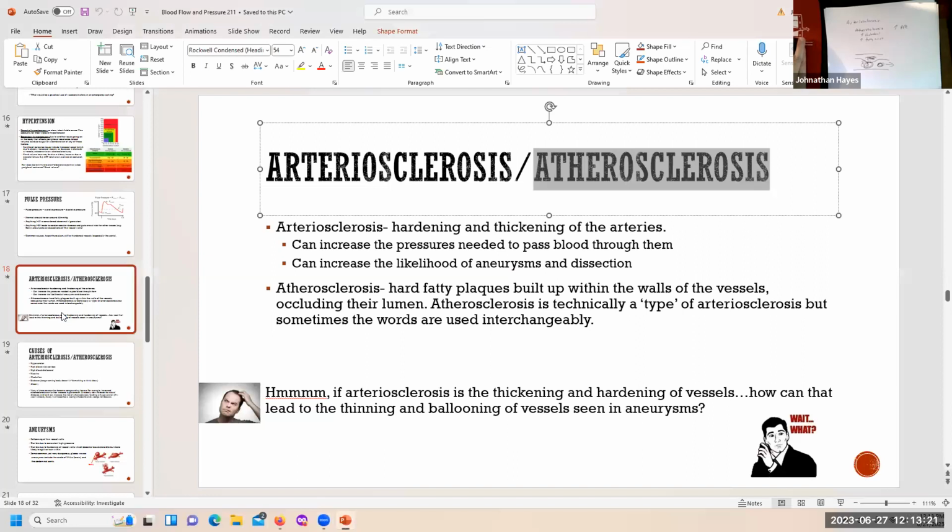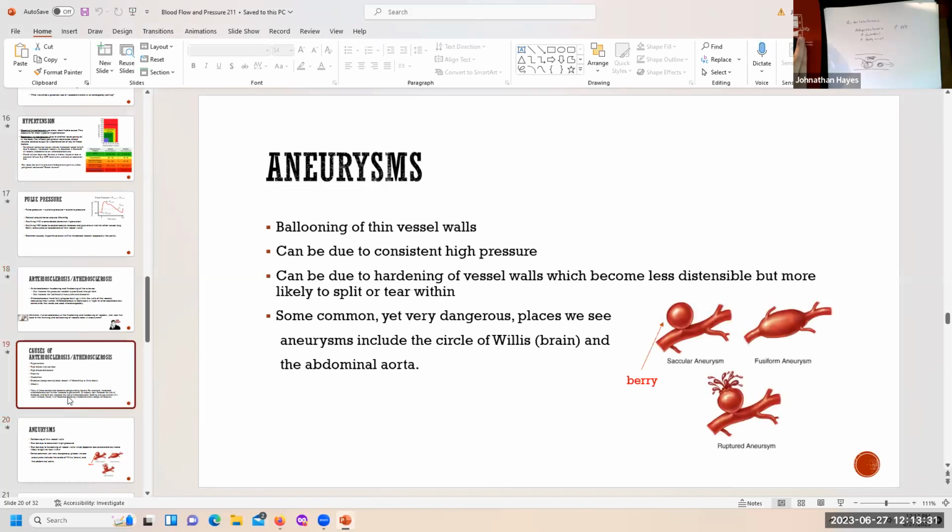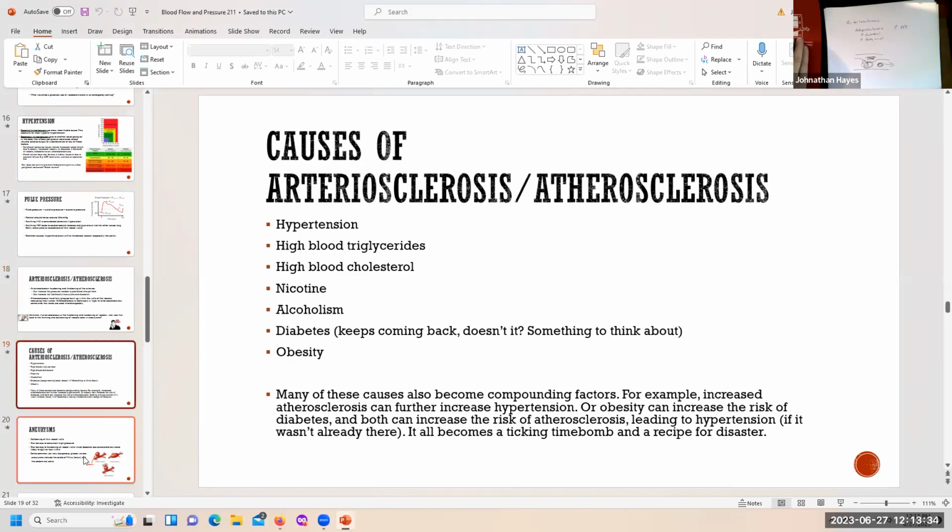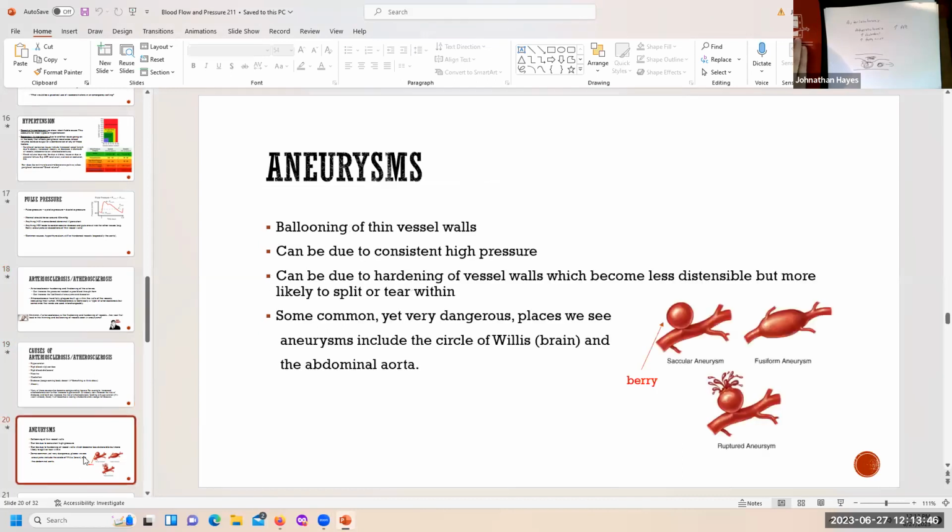So that was arteriosclerosis. Down here it says, if arteriosclerosis is the thickening and hardening of vessels, how can that lead to thinning and ballooning of vessels that we see in aneurysms? Sometimes when your walls become overly thick, they get calcified, and then those calcified walls aren't as stretchy as they used to be. It basically takes a nice stretchy rubber band and turns it into a dry rubber band. So the inside of the wall can actually become brittle.